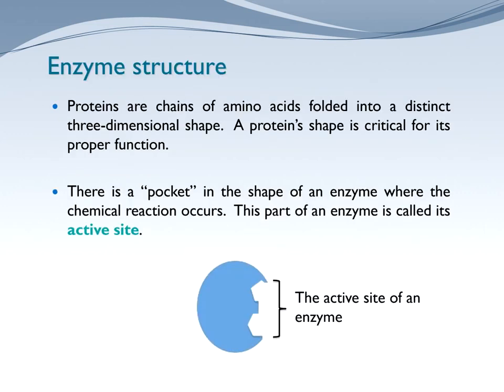Recall that proteins consist of chains of amino acids that are folded into a distinct three-dimensional shape. A protein's shape is critical for its proper function. In an enzyme, there is a pocket in its shape where the chemical reaction occurs. This part of an enzyme is called its active site.